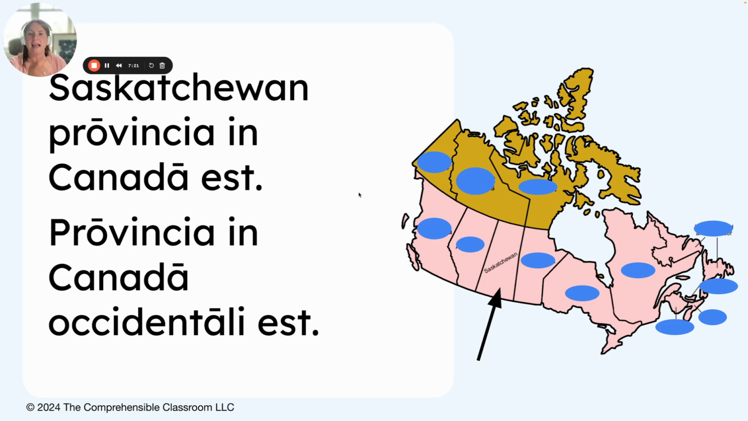Saskatchewan provincia in Canada est. Provincia in Canada occidentali est. Saskatchewan provincia in Canada occidentali est. Saskatchewan, Alberta, et British Columbia in Canada occidentali sunt.